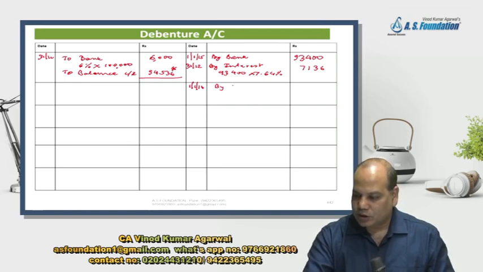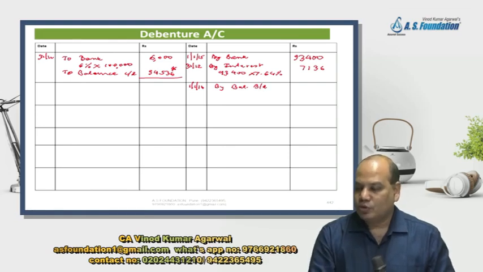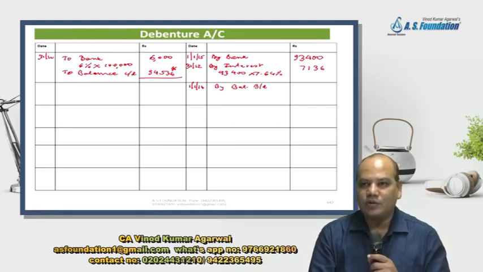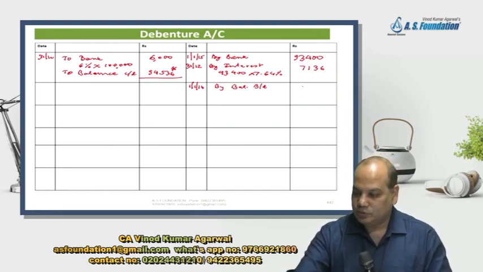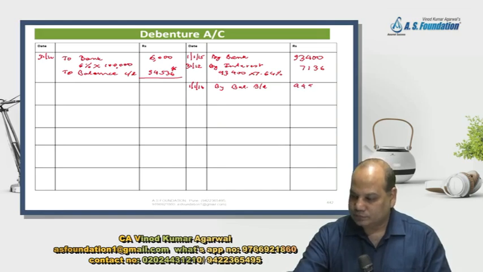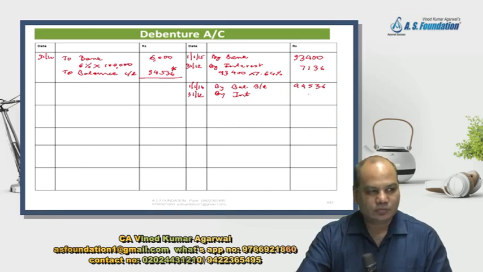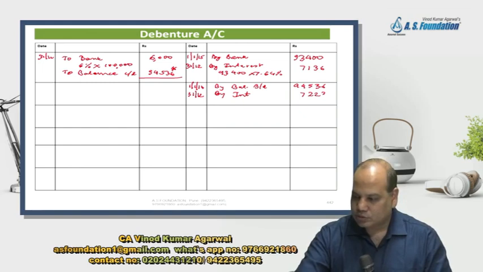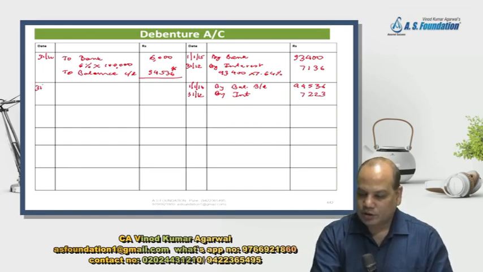You are accounting interest on the basis of opening balance and effective rate. So you are charging more if your opening balance is more, and charging less if your opening balance is less. Okay. So by balance brought down 94,536. 31st December, by interest. Anybody who got the answer? 7,223. Is it right?